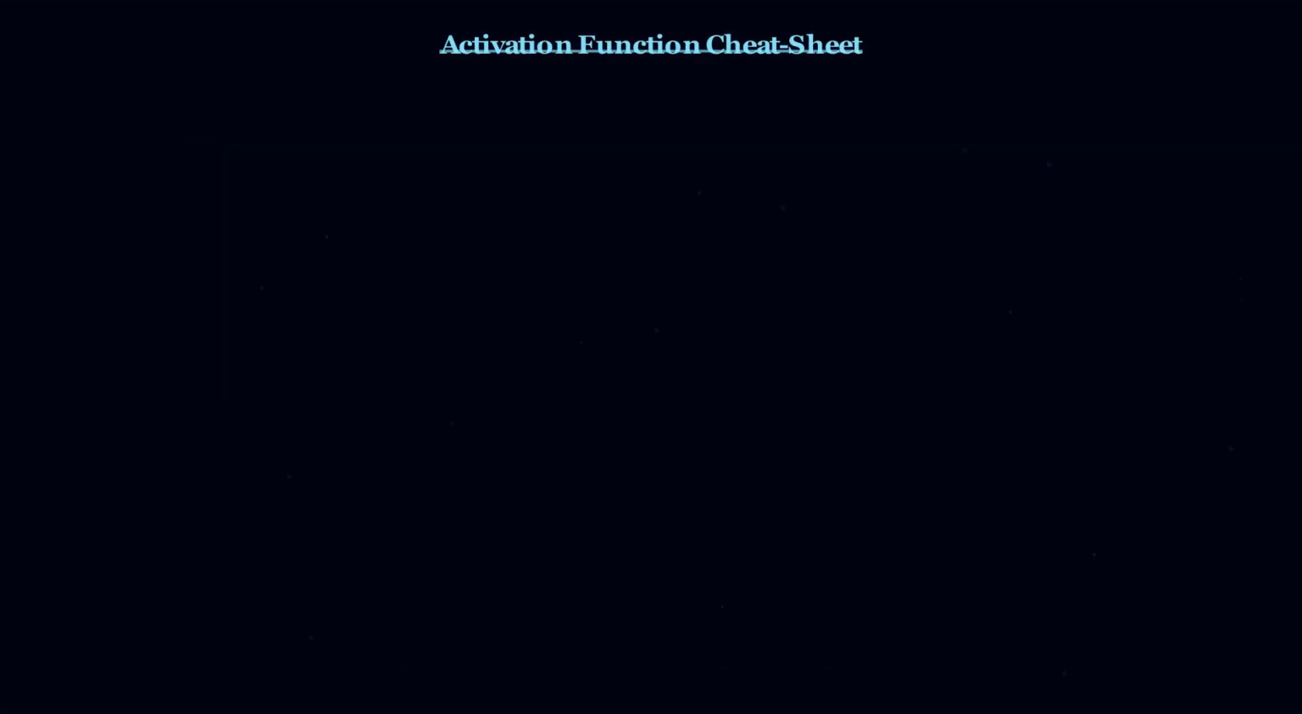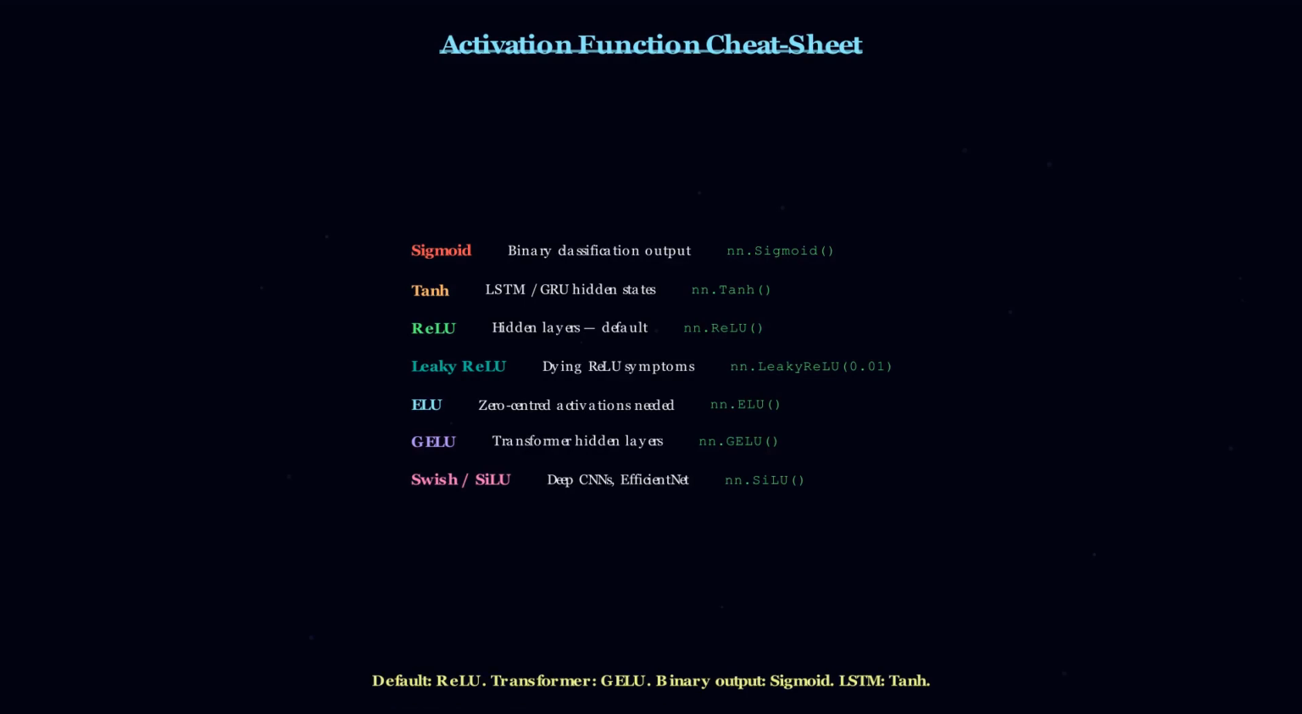The cheat sheet. When to use each activation function. Binary classification output, Sigmoid. It maps to 0 to 1 probability. Multi-class output, softmax. Not covered today because it's not a hidden layer function, but remember, no activation in the output layer for regression. Hidden layers in feed-forward networks and CNNs start with nn.ReLU. It's fast, it works, it's the default. If you see dying neurons or loss plateaus early, switch to Leaky ReLU.